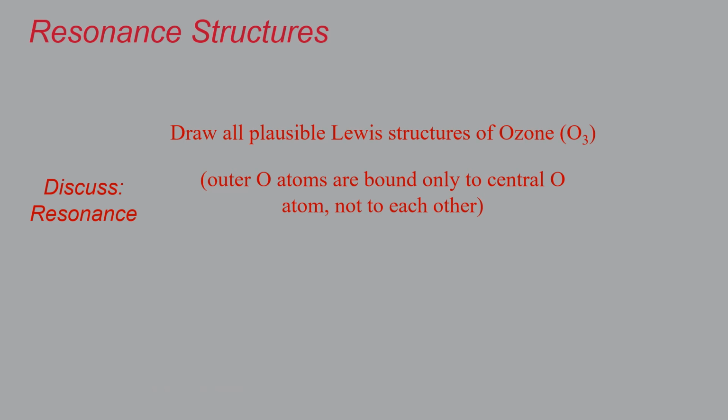All right, so I've got one more example. So think about ozone. So ozone is O3. And so it's 3 atoms together. The outer oxygens are bonded only to the central one. So the skeletal structure looks like that. So hit pause and try to give me some structures for that. And remember, this was an example for resonant structures.